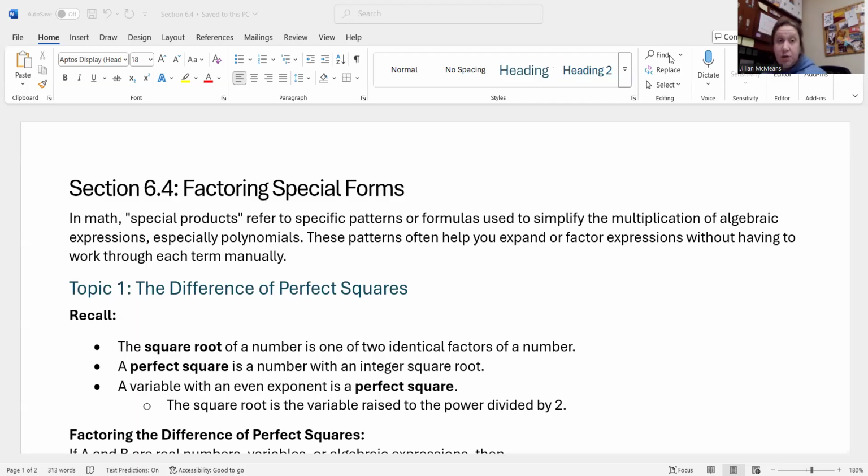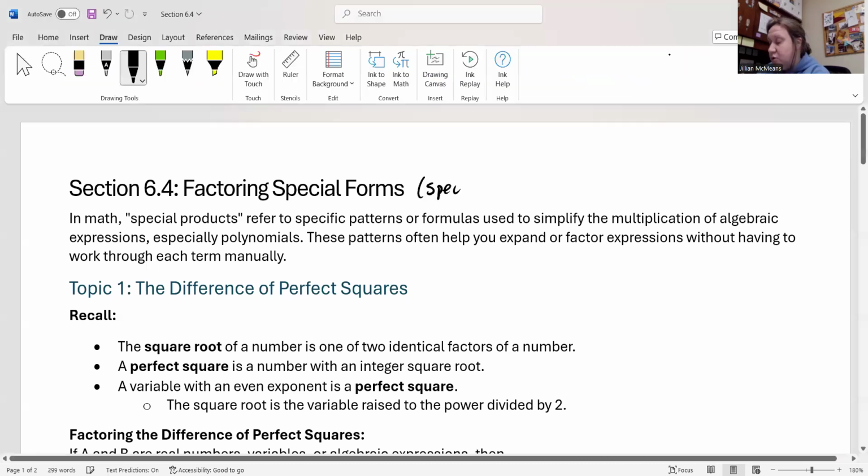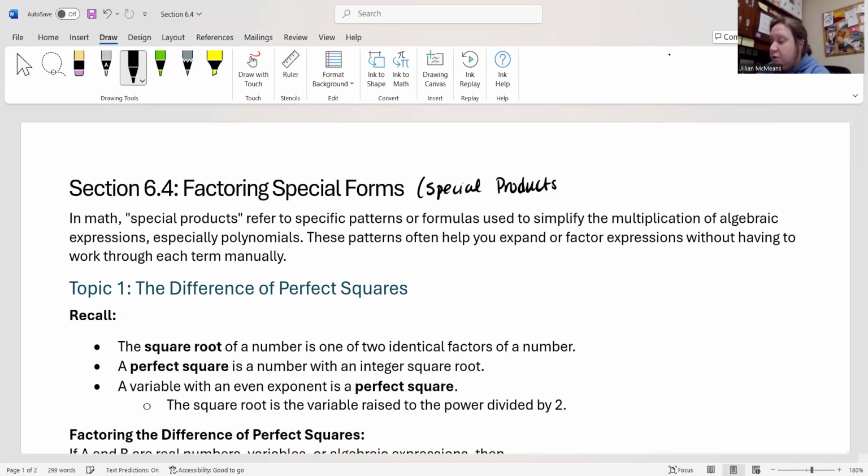For this section, we're going to look at factoring special forms, or you can sometimes think of this as special products. We talked about special products when we were talking about polynomials. As a reminder, in math, special products refer to special patterns or formulas used to simplify the multiplication of algebraic expressions, especially polynomials.